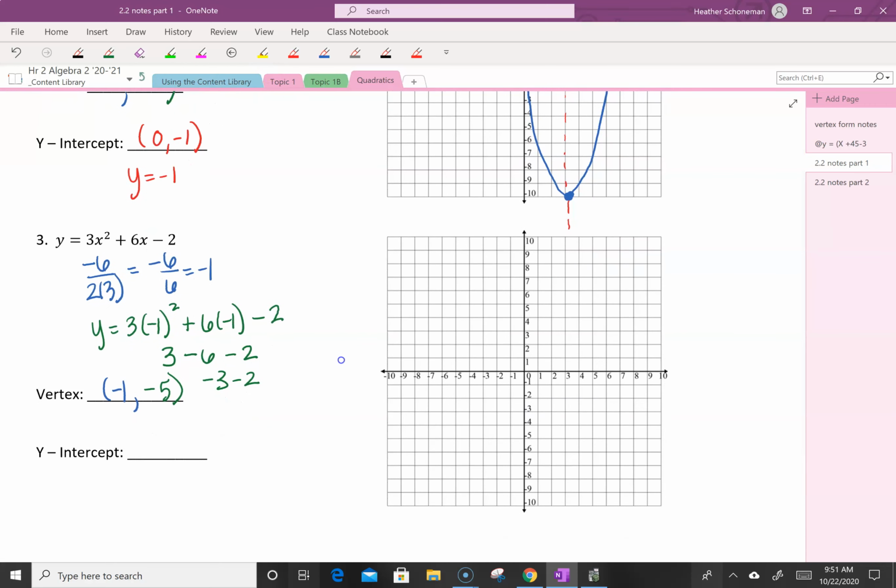The y-intercept, I'm going to plug in 0 for x. So all of this goes away. So y is just negative 2. So I have 0, negative 2. Okay, if I am graphing this, the vertex, negative 1, negative 5, is right here. My y-intercept is negative 2. All these graphs open up. In the other notes, we'll get some opening down. Here's my axis of symmetry. Because this point is 1 away, I've got to go 1 away in the other direction. And there is my parabola. That's it.